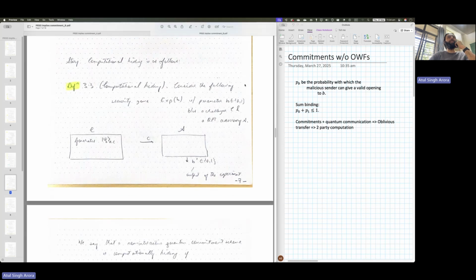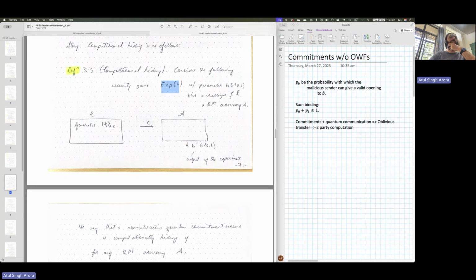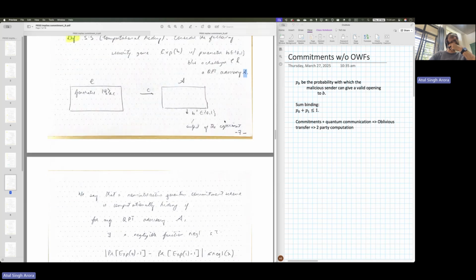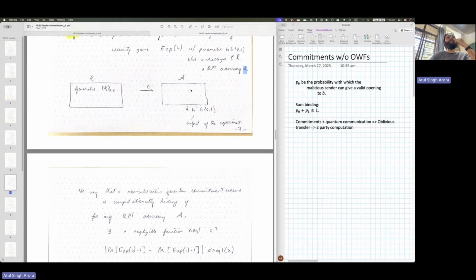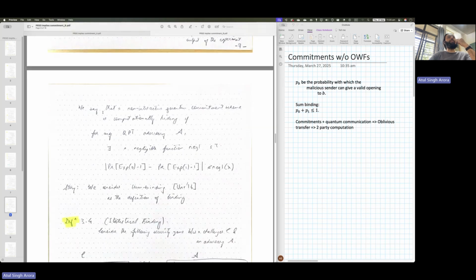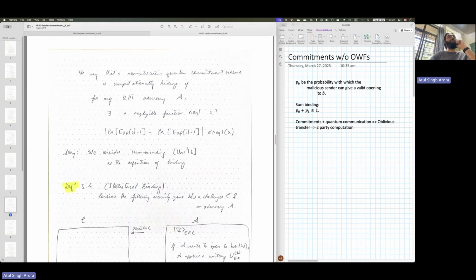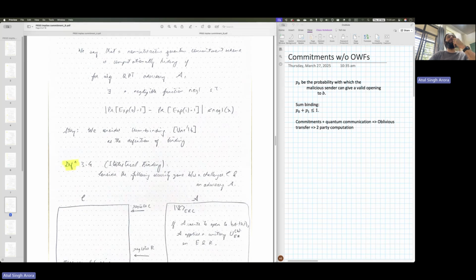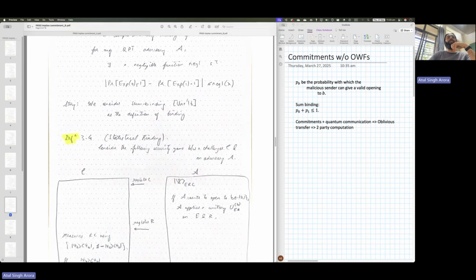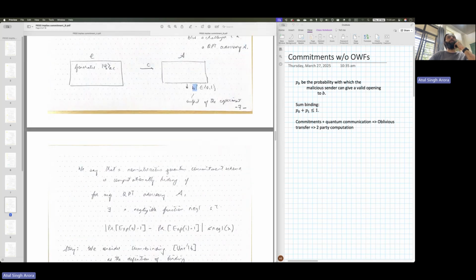So hiding is the following: consider the following game, experiment with parameter b in {0,1}, between a challenger C and a QPT adversary A. The challenger generates the state, sends register C to Alice, and b prime is the output of the experiment. We say that a non-interactive quantum commitment scheme is computationally hiding if for any QPT adversary A, there is a negligible function such that when you run the experiment with b equals 0 or with b equals 1, the probability that you get 1 is negligibly close. The output here is the bit output by the adversary.